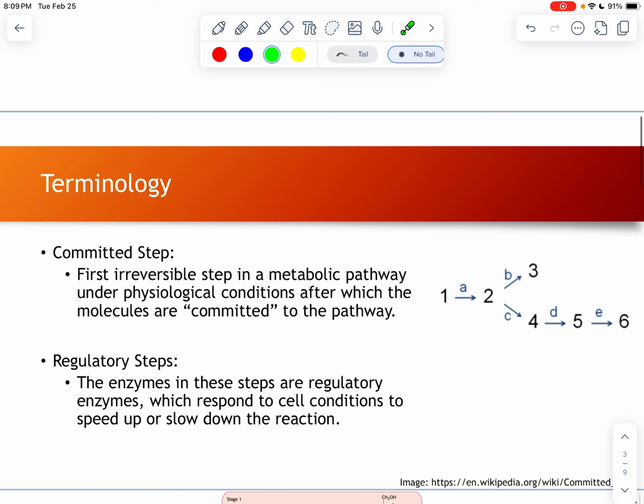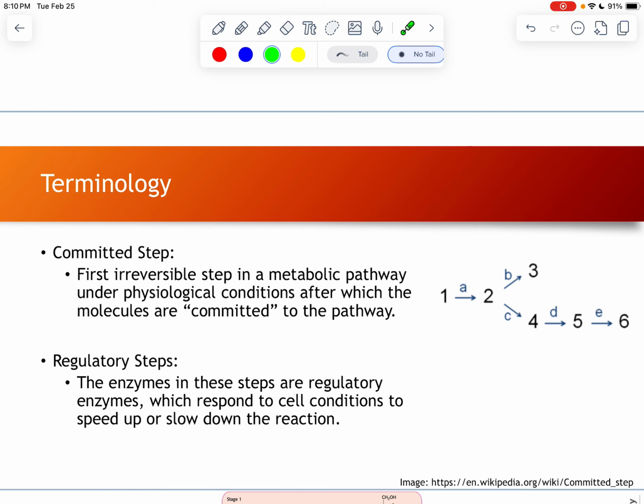So a couple things. This was supposed to be the last slide in the first video, and we did talk about it. So we talked about some terminology, committed steps and regulatory steps. So, committed steps. First irreversible step in a metabolic pathway under physiological conditions, after which the molecules are committed to the pathway.